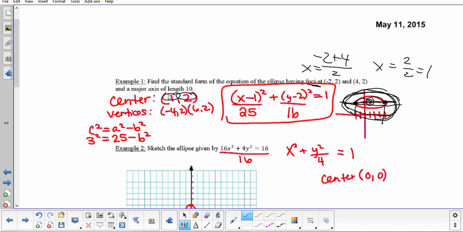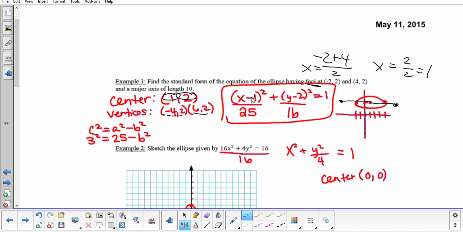Now from here, it has a major axis of length 10. So that means from the center, we go 10 in total. I'm going to clean this up a little bit. If I start at the center, and I go 5 in each direction, that will give me a total length of 10. So if I go 5 to the right, I end up out here at 6,2. If I go 5 to the left, I end up out here at -4,2. So I jotted down those two values.